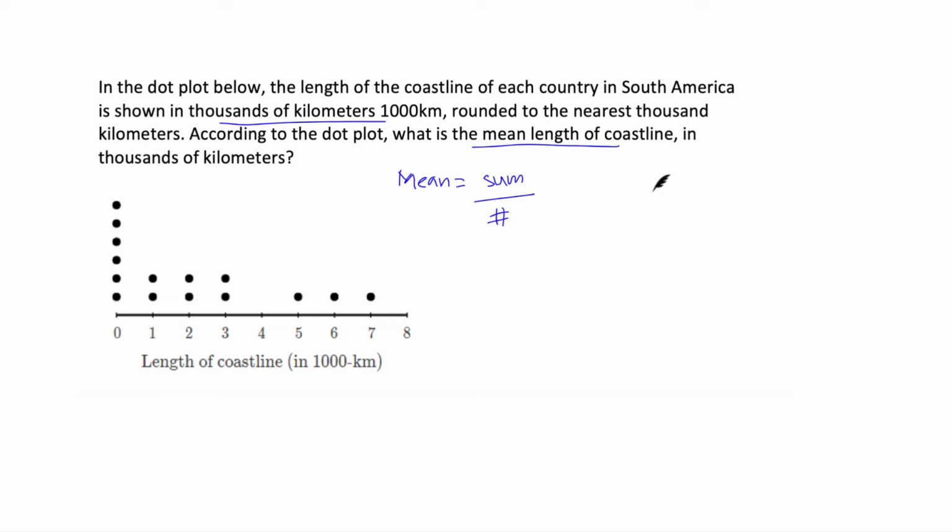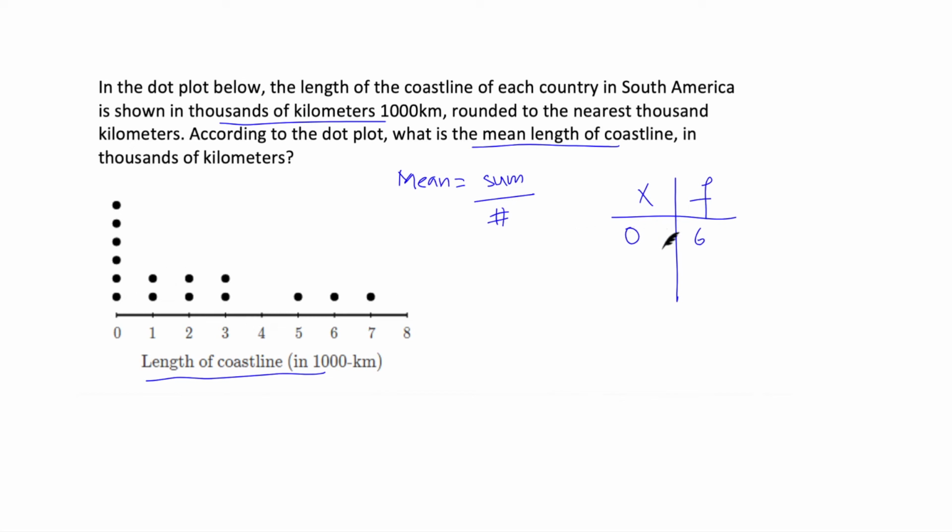Let's convert this dot plot into a table. For that, we need our variable x and we need the frequency. What is x in this scenario? It is the length of coastline. This represents our x, and the frequencies are these dots. That's something you need to identify as soon as you read the question. So x is 0. How many times do we have 0 here? 1, 2, 3, 4, 5, 6. We have 0 six times. What does that tell us? It tells us that there are 6 countries which have 0 kilometers of coastline.